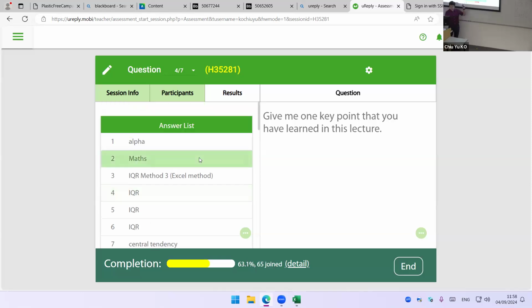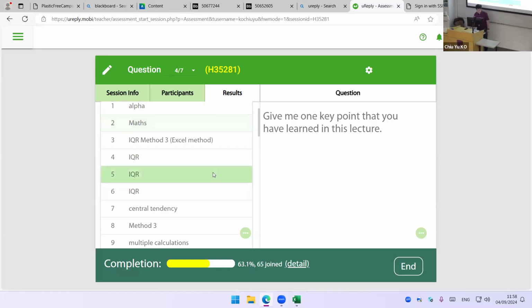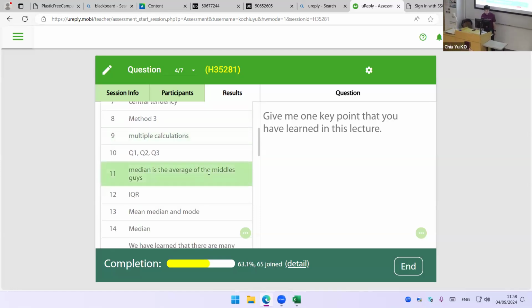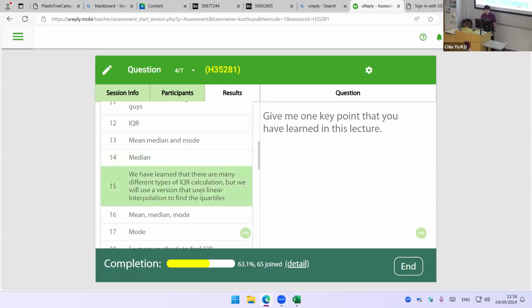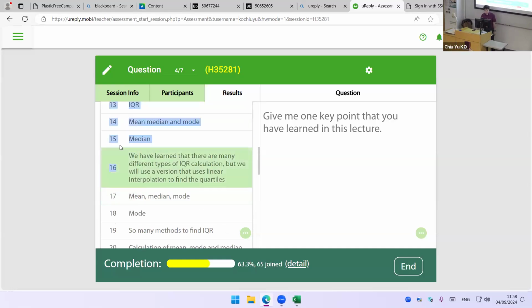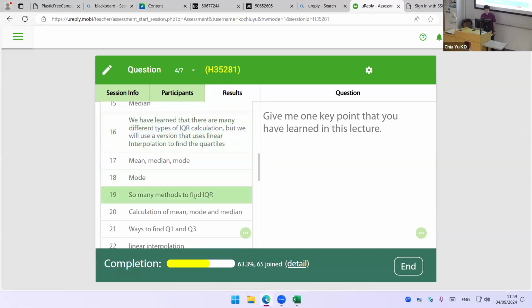Yeah, the IQR Excel method 3. I will show the Excel after we finish everything here. But if you want, you can jump ahead by yourself and see how Excel calculates this. IQR. Median or average or middle, guys. Yeah, it's linear interpolation. That's a very good summary. Yeah, as I said, there are at least 9 different ways to do it. Okay. I'll tell you only the way that Excel is being used.